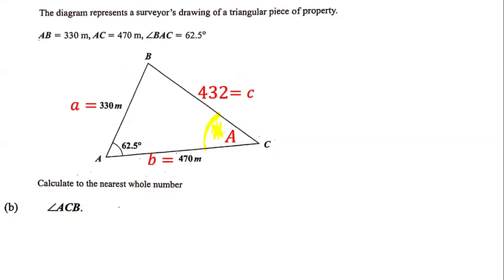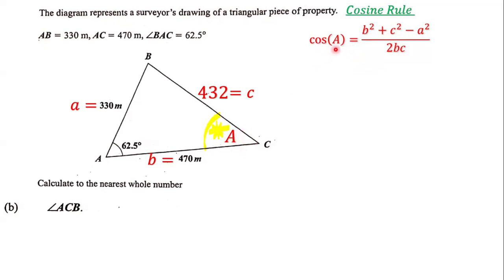And we label the missing angle. As you can see, I already have the triangle labeled. We label the missing angle capital A. And we do that in light of the cosine rule, because the cosine rule for finding the missing angles is given by the formula cosine of A is equal to B squared plus C squared minus A squared all over 2BC, where capital A is the missing angle.